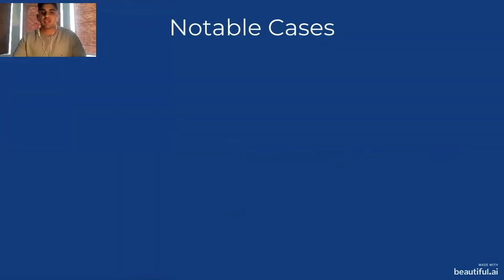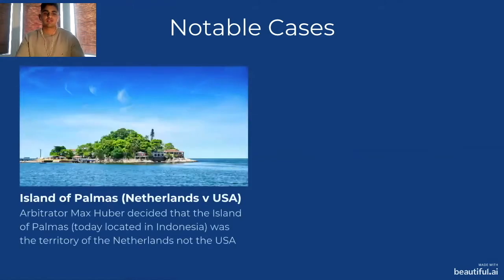Some notable cases now, bearing in mind arbitration cases are not public, right? They're often confidential. It's difficult to find notable cases. It's difficult to find cases that are fun to actually read, right? But I found two which were historically pretty interesting. So the first one is the case of the island of Palmas. It was Netherlands against the USA. And in this case, the dispute was over this island in the picture. It was the island of Palmas, which is now located in Indonesia. And it was decided that this was the territory of the Netherlands and not the USA.